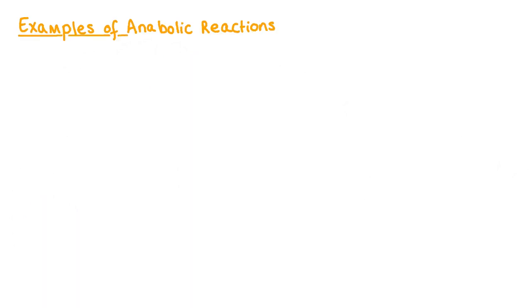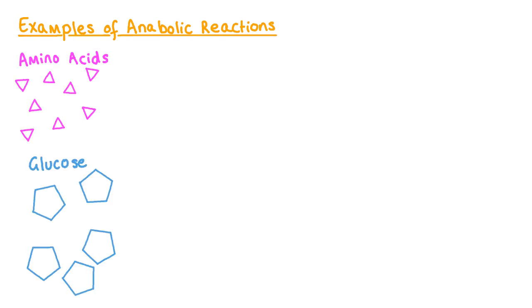Let's look at some examples of anabolic reactions next. If we think back to our first catabolism example, where proteins and starch were broken down into amino acids and glucose respectively, you may have wondered, what happens to these smaller molecules once they have been formed? Simple molecules like these can be used to build up a variety of other larger protein and carbohydrate molecules that have a function within an organism's body.